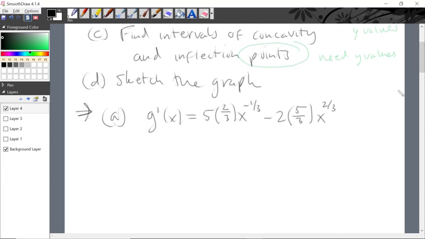Okay, intervals of increase and decrease, we're going to need to have those critical numbers. So this is 10/3, but this is also 10/3, so I'm going to factor out 10/3 from both of these. This leaves us with x to the negative 1/3, which is the same as 1 over the cube root of x, or 1 over x to the 1/3. And then minus x to the 2/3, well, that's the cube root of x squared. So that's one way in which we can write this.